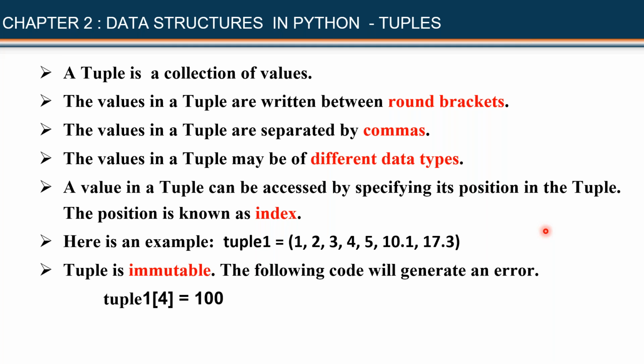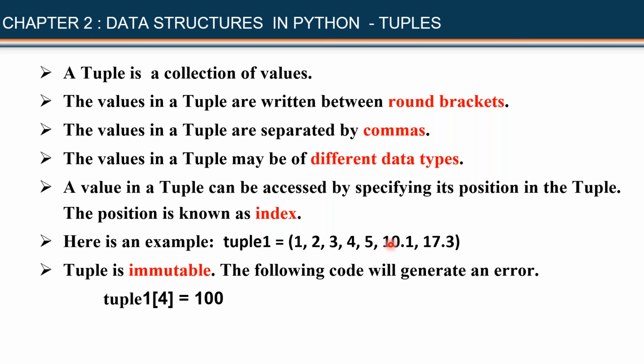You can very well have 10 values or 14 values or 20 values. The values in a tuple are written between round brackets. See, at the starting point you have one opening round bracket. At the end you have another closing round bracket. Please remember what I told in the last lesson. We use square brackets in the case of list, but in the case of a tuple we use round brackets, and then the values are separated by commas. Between these two values, you have a comma. Between these two values, you have a comma. So values are separated by commas.